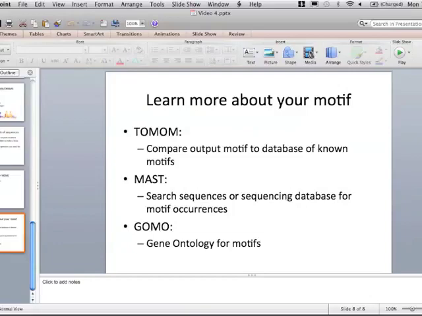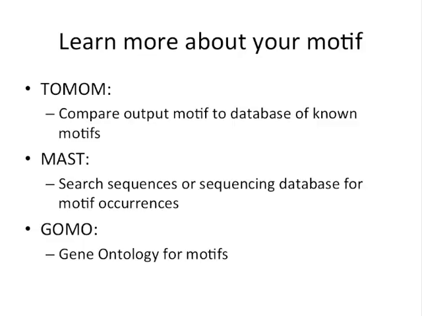So one more thing is, if you want to learn more about your motif, what can we do? These are some things that I mentioned just a second ago, but you can use TomTom, which is a part of the suite as well, to compare an output motif to a database of known motifs. MAST, which I really like, you can search your sequences or other sequencing databases for the occurrences of this motif. And then GOMO, which uses the gene ontology for motifs, so it'll assign target genes for the motif you gave it, and then it will look for genes that are regulated by that motif.